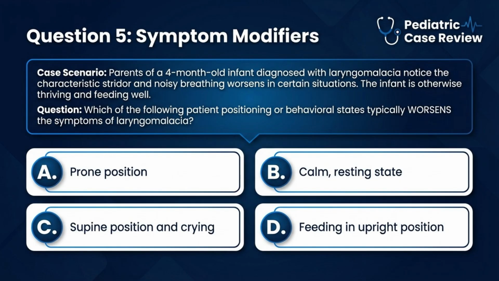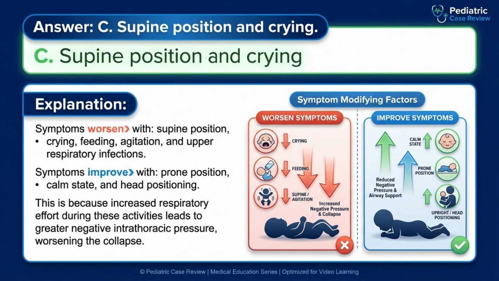Question number 5 examines symptom modifiers. Parents of a 4-month-old infant with laryngomalacia notice the stridor worsens in certain situations. Which of the following patient positioning or behavioral states typically worsens the symptoms? Option 1, prone position. Option 2, calm, resting state. Option 3, supine position and crying. Option 4, feeding in an upright position. The correct answer is option 3, supine position and crying.